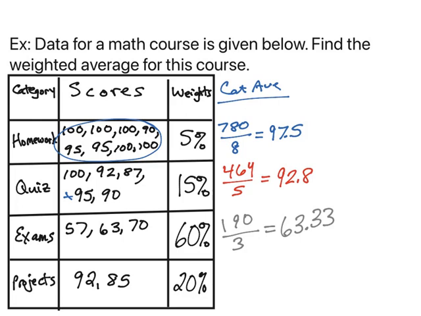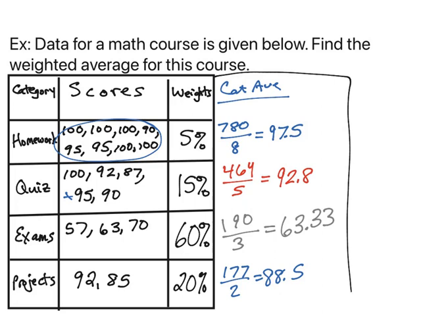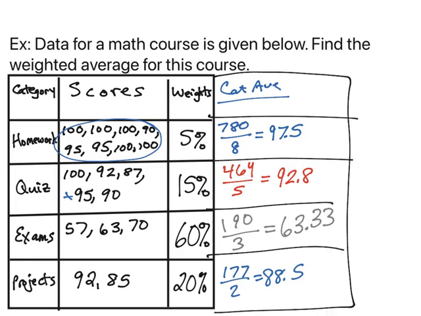And then for projects, I have 2 of them. So I'm at 177 divided by 2 for a category average of 88.5. Now, I'm a big fan, as I've already mentioned, of tables. So get yourself a table to keep this organized. We know we have to have a weights column and we need a category average column. Those are the 2 columns that we are going to multiply together.